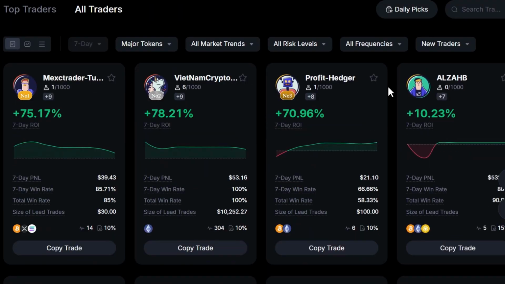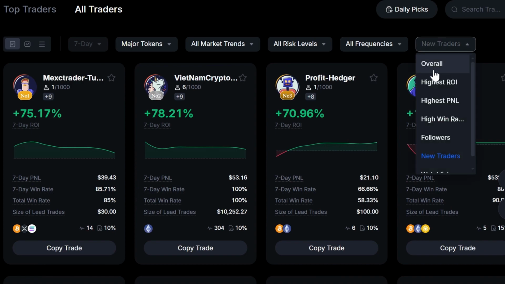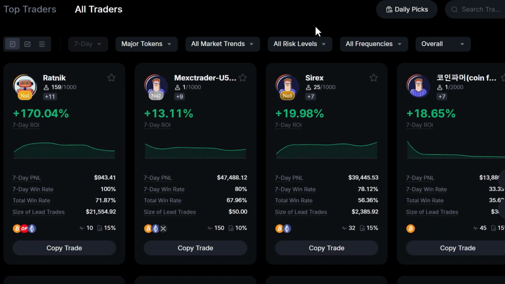Now here's a pro tip that most people don't know. Don't just sort by ROI and pick the top one. That's a rookie mistake that I see beginners make all the time. You want consistency across multiple metrics, not one lucky month where they 10x on a meme coin.